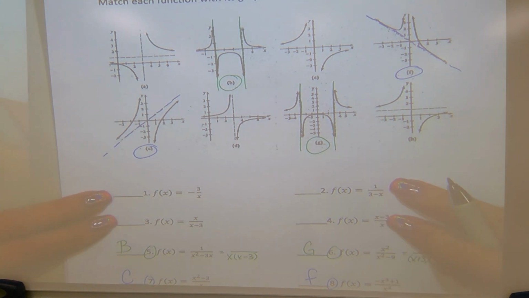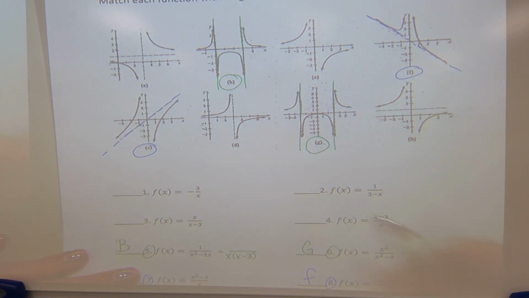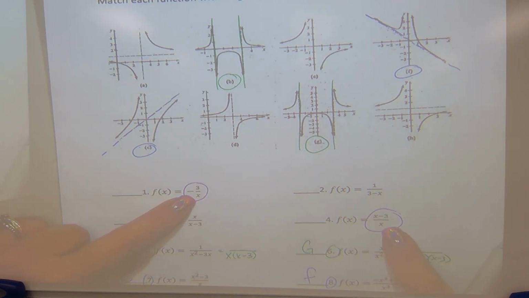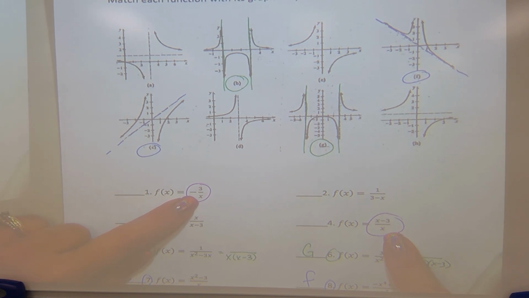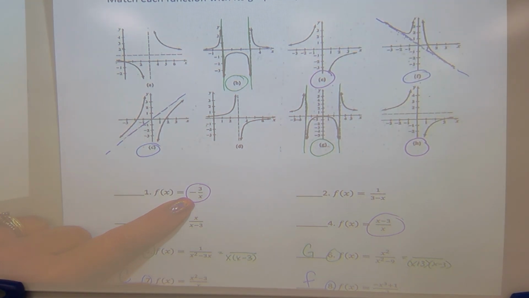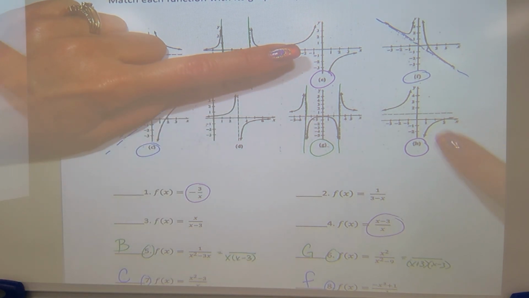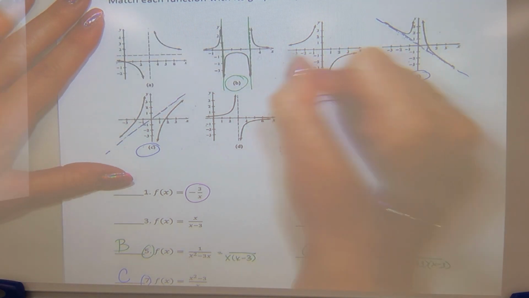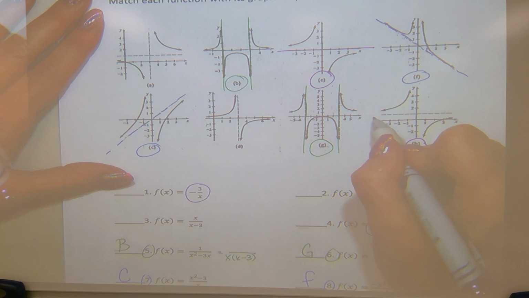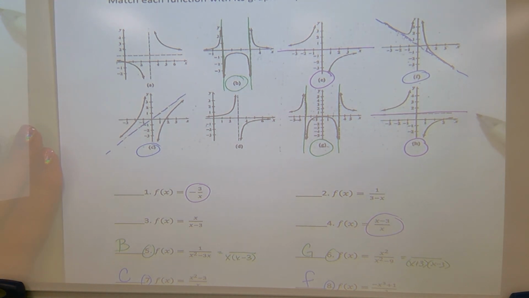Okay, let's look at those remaining functions. Let's look at the equations for a minute. I see that for equations 1 and 4, I have vertical asymptotes at 0, because a 0 would cause me to have a value of 0 in my denominator where I'm undefined. So 1 and 4 are going to have to go with graphs H and E, because those are the graphs where I have vertical asymptotes at 0. The difference that I see immediately between H and E is that E has a horizontal asymptote at 0 and H has a horizontal asymptote at 1.